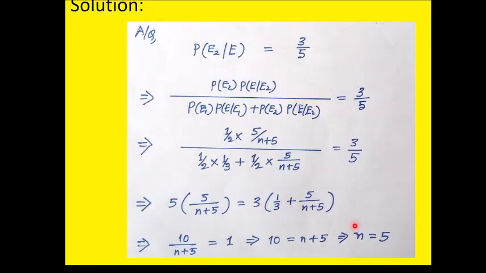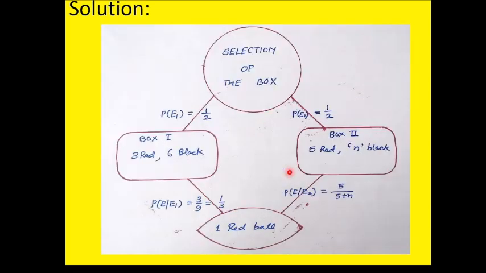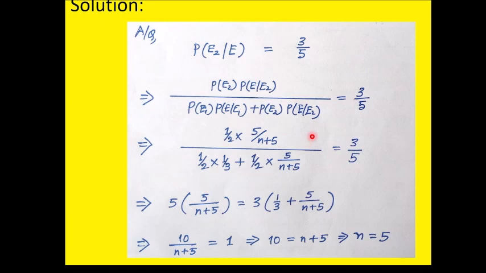What value is given to us? It is E2 by E, 3 by 5. We apply the formula and put the values from the diagram. Probability of getting a red ball from the box 2 was given to be 3 by 5. So using these values from the diagram we get the value of n to be 5.